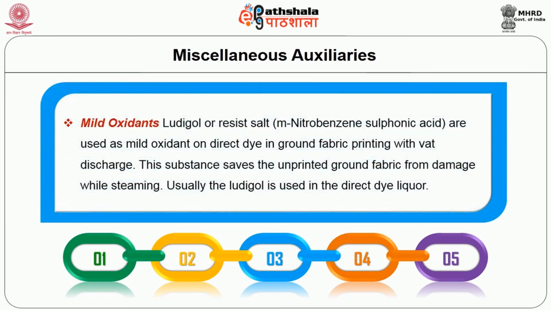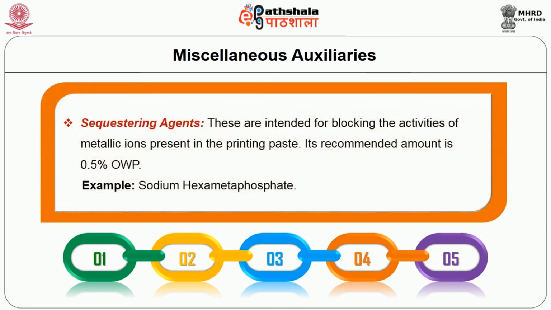Mild oxidants, Ludigol or resist salt, are used as mild oxidants on direct dye in ground fabric printing with vat discharge. This substance saves the unprinted ground fabric from damage while steaming. Usually, Ludigol is used in the direct dye liquor. Sequestering agents are intended for blocking the activities of metallic ions present in the printing paste. Its recommended amount is 0.5% on weight of the paste.